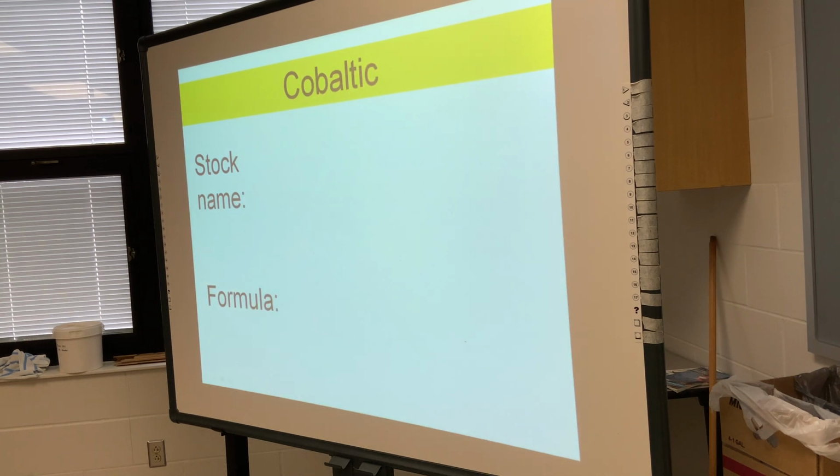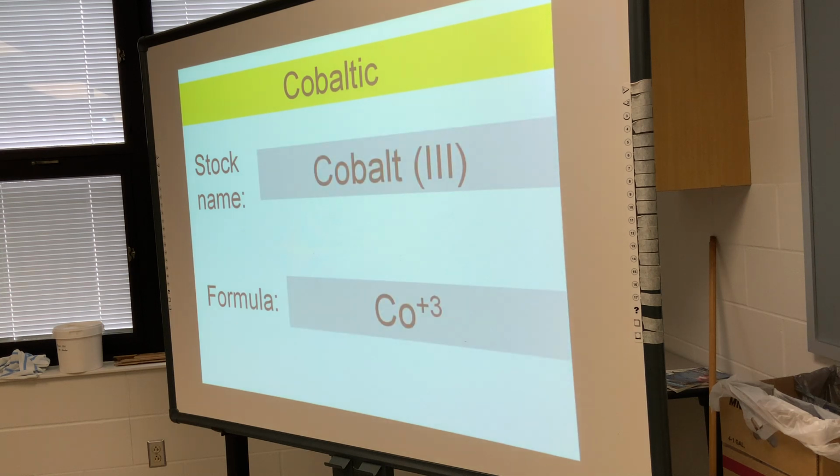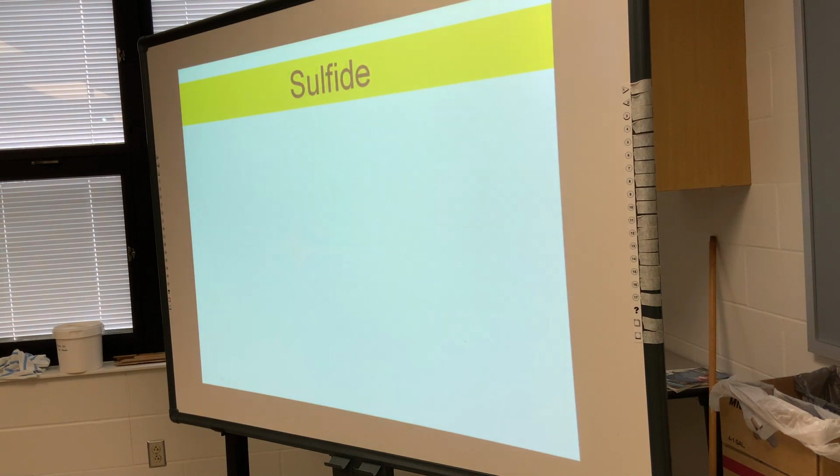Two charges for cobalt, 2 and 3. Which one is this one? Cobalt 3, because the ic ending is the higher of the two charges. Co positive 3. Sulfide is negative 2.